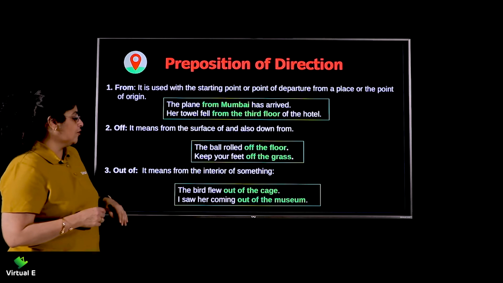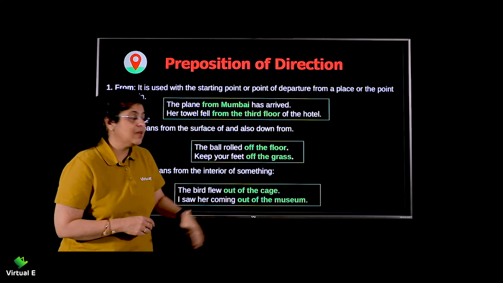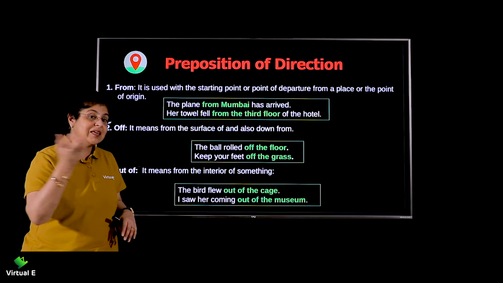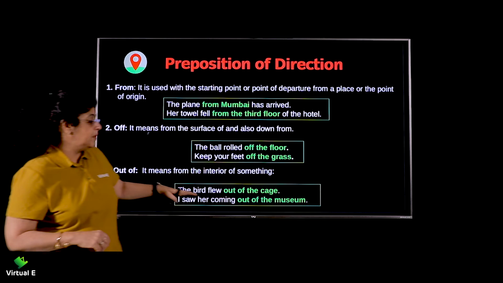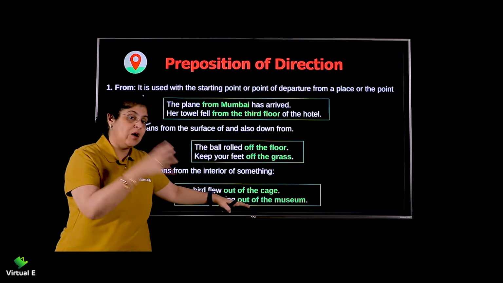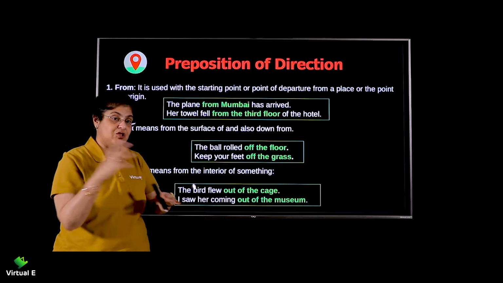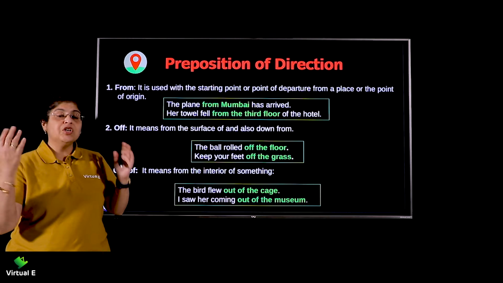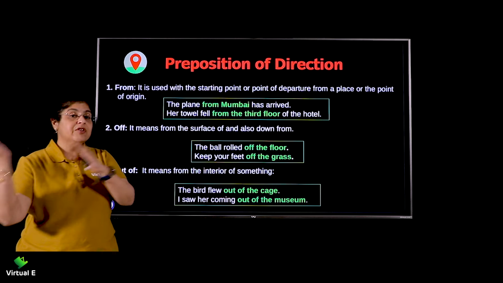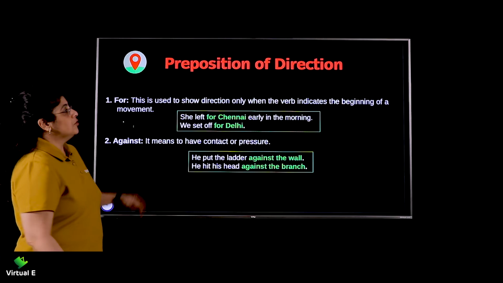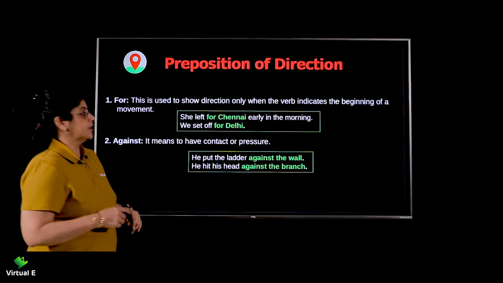Now, out of, it means from the interior of something, from the inside. Interior means inside of something. The bird flew out of the cage. So from inside it went out. It came out of the cage, right? I saw her coming out of the museum. So she was inside the museum. She came out of the museum. Very simple to understand. Now we head towards prepositions of direction.